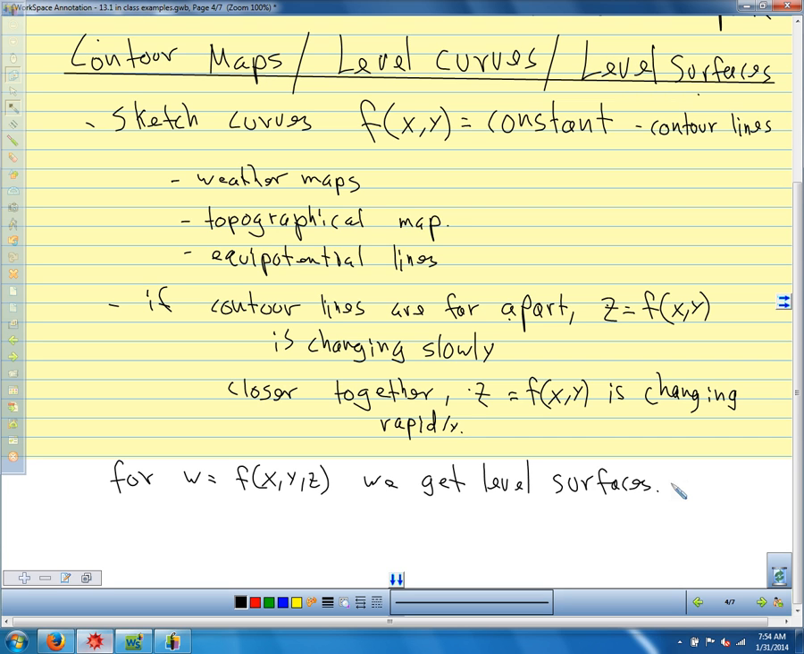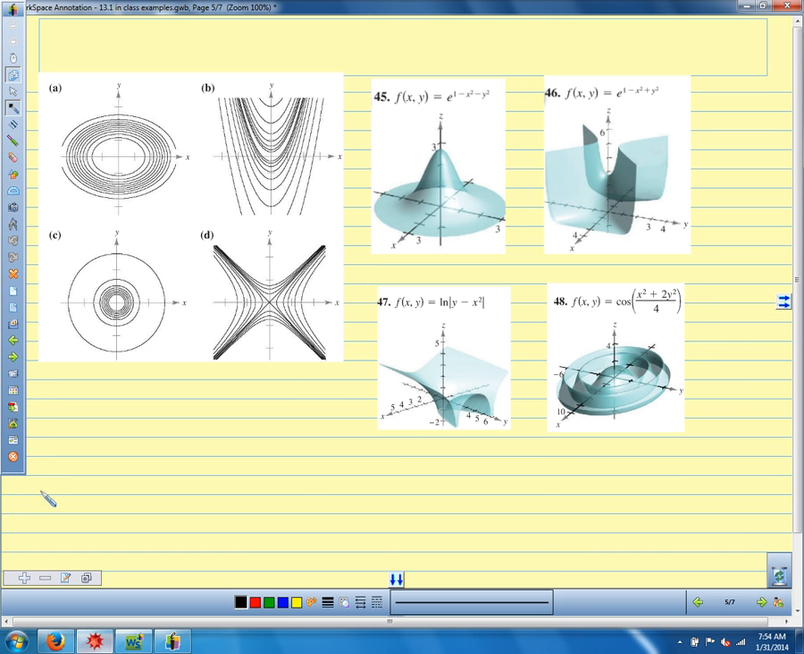I want to look at a couple of examples of what a surface looks like, what a contour map looks like, what the contour lines look like. For these next examples, we want to match the graph of the surface, the function, with its contour map, with its level curves. The curves tell us where the function is constant. So for this first one, we have f of x y equals e to the 1 minus x squared minus y squared.